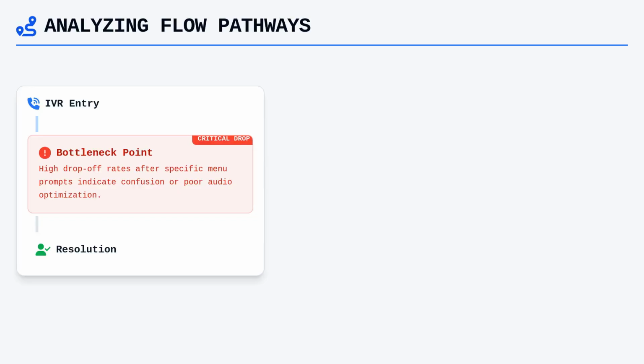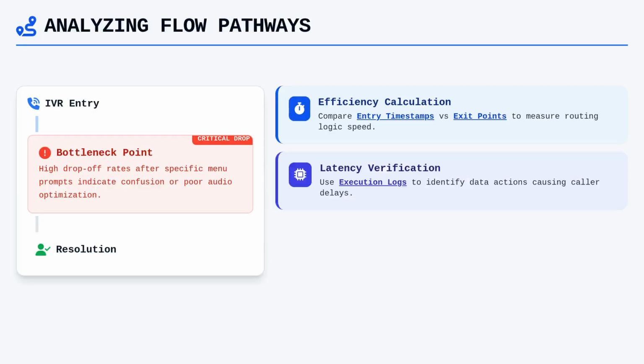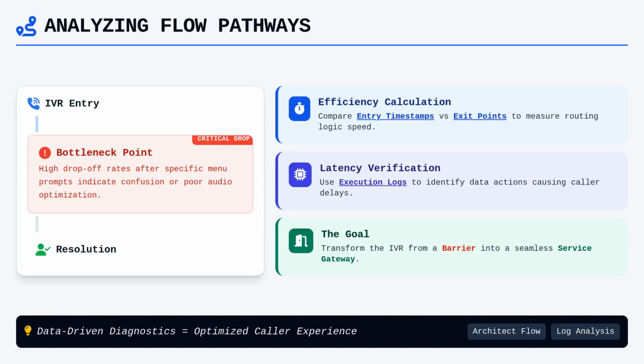You should compare the timestamps of entry into a flow against the exit points to calculate the efficiency of your automated routing logic. By leveraging the flow execution logs, you can verify if specific data actions are causing latency that negatively impacts the caller experience. Addressing these bottlenecks early ensures that your interactive voice response system remains a service gateway rather than a barrier to resolution.